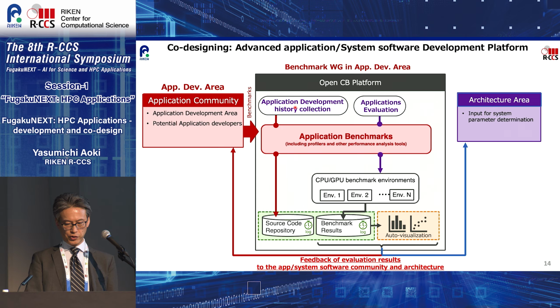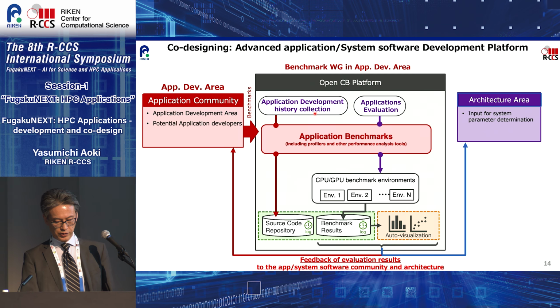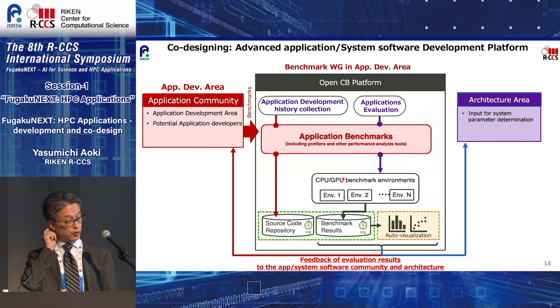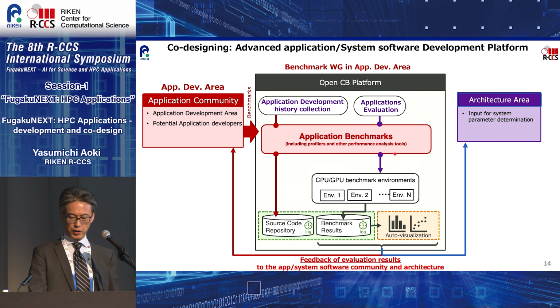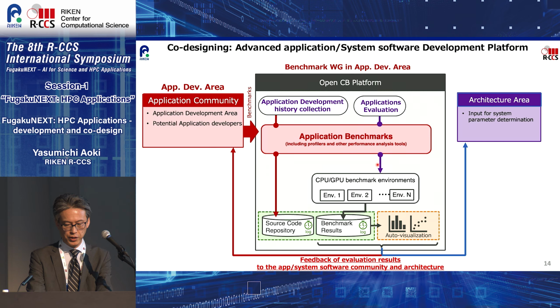First of all, we need to do the application development history collection. We need to keep the history in our repository, and application evaluation is also important. We need to do the application benchmarks in this process using the currently available machines like Fugaku and GPU machines. There are certain machines in the R-CCS that we call the R-CCS cloud machines, and that will be expanded and used in the future R&D for this project.